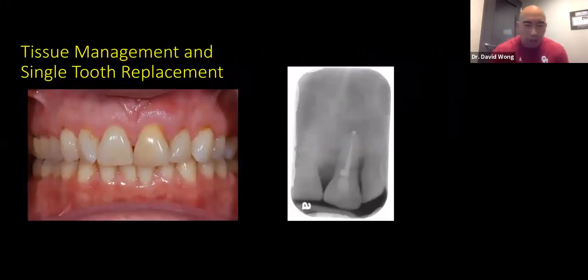So let's go over a case to talk about soft tissue management with minimally invasive solutions here. So here, as you can see, we've got a horizontally fractured tooth number 9. It's non-restorable, it's hopeless. On top of that, we have a periodontal defect on the mesial aspect. So how do we manage this?